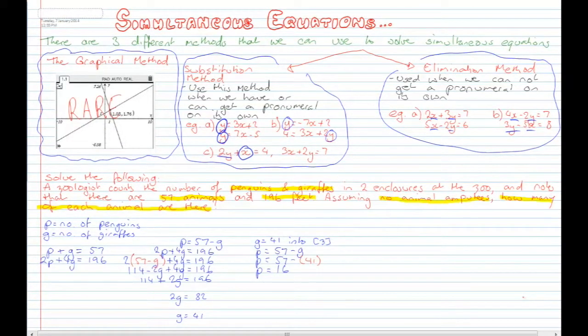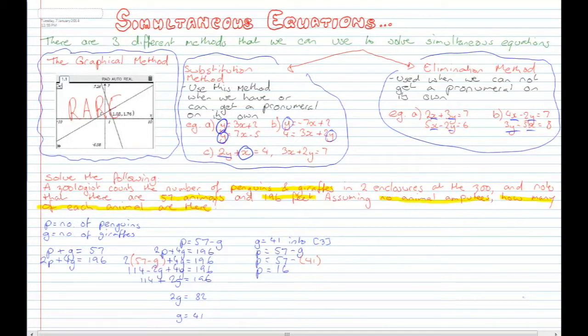Okay, so what you can see here is that I've highlighted all of the key information. The zoologist counts the number of penguins and giraffes. Now why is this important? Well, because we talk about feet later on in two enclosures at the zoo, and notes that there are 57 animals and 196 feet. Obviously there's numbers there, so we need to know what we're dealing with. Assuming no animal amputees, now this is important because we need to know that they're all normal animals. How many of each animal are there? Obviously that's the question that we want to answer at the end.